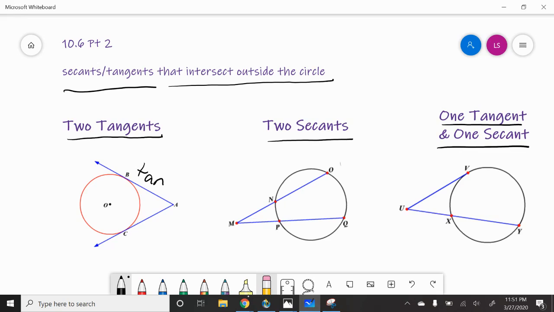Here's a tangent, here's a tangent. And notice that the tangent intersects in one spot. And here's 2 secants, secant and secant. And notice that the secants intersect at 2 spots. And here we have a combination of tangent and secant. Notice that the tangent intersects at 1 spot and the secant intersects at 2 spots. Right? So those are the 3 we're going to be taking a look at.